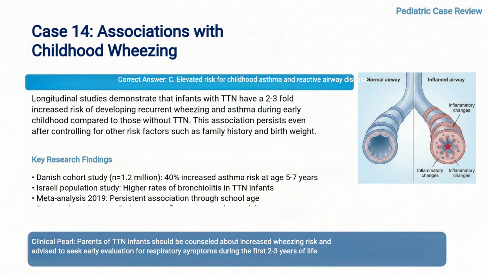Key research findings supporting this include a Danish cohort study of 1.2 million children showing 40% increased asthma risk at age 5 to 7 years, an Israeli population study showing higher rates of bronchiolitis in infants with the condition, and a meta-analysis from 2019 confirming a persistent association through school age. The proposed mechanism is early airway inflammation and remodeling triggered by retained lung fluid. Parents of affected infants should be counseled about this increased wheezing risk and advised to seek early evaluation for respiratory symptoms during the first 2 to 3 years of life.